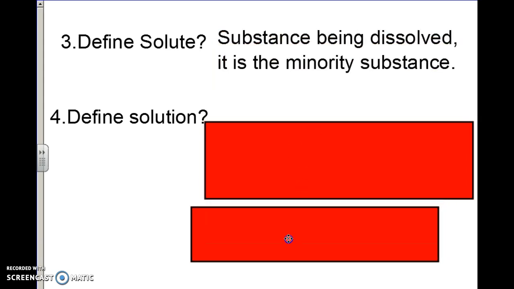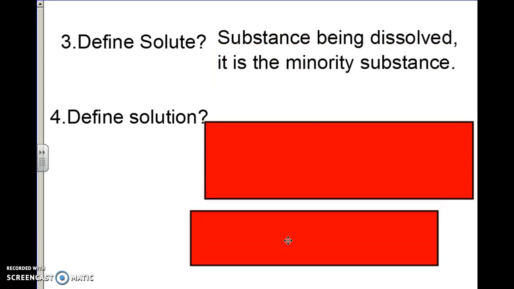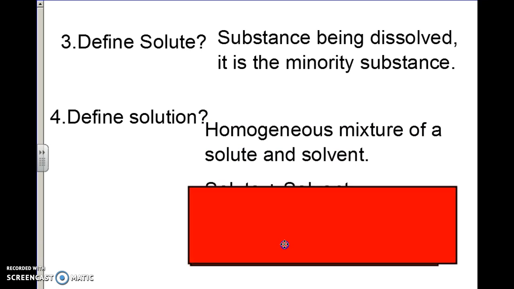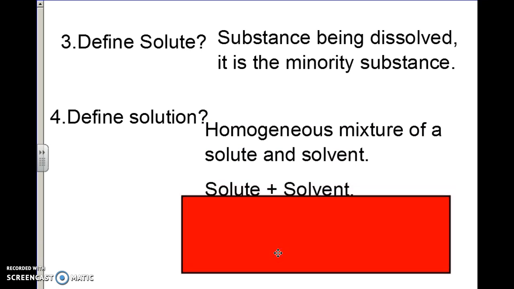Solute is the substance that's being dissolved, and it's also the minority substance in a solution. In other words, like you put sugar into a glass of water, the sugar would be considered a solute. It's the minority substance, where water is the majority substance, and therefore it would be called the solvent. What is a solution? It's a solute and a solvent put together.